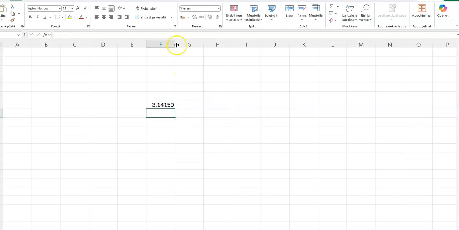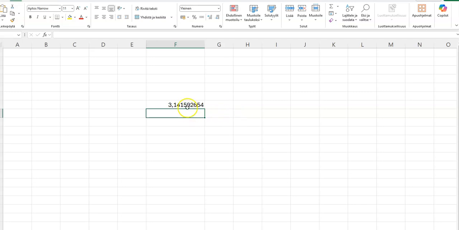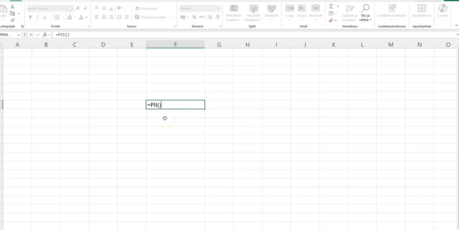It will tell the 2, 4, 6, is it 10 decimals or 9? So this is the way to get the pi from the Excel.